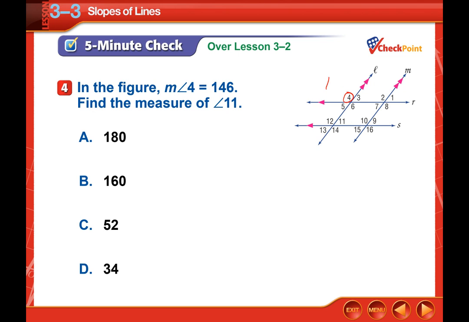Okay, angle 4 is still 146. What is the measure of angle 11? Well, 12 is a corresponding angle to angle 4. So angle 12 here is 146. It is supplementary to 11. So angle 11 is 180 subtract 146, or 34.